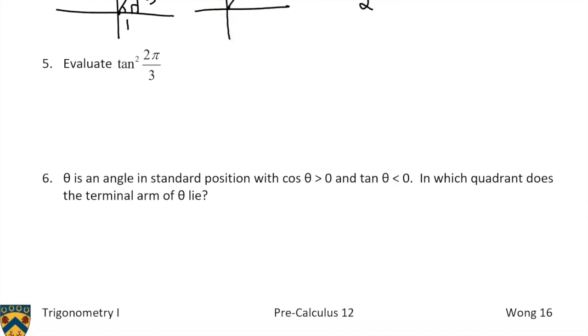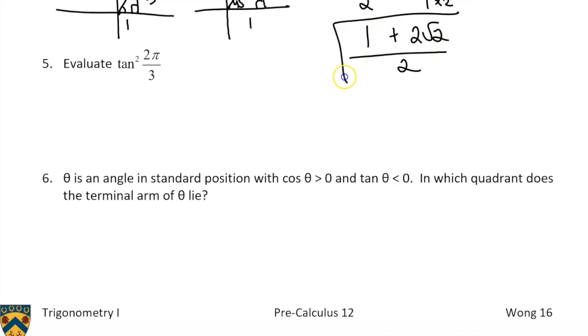Pi over 4 is in radians. That's a 45-degree angle, our 1, 1, root 2 triangle. Cosecant is the reciprocal of sine. So if sine is opposite over hypotenuse, this would be hypotenuse over opposite, and that would give us root 2 over 1. We get a common denominator, times this by 2, times this by 2, 1 plus 2 root 2 over 2, and that would be a good answer, expressed as a single fraction.